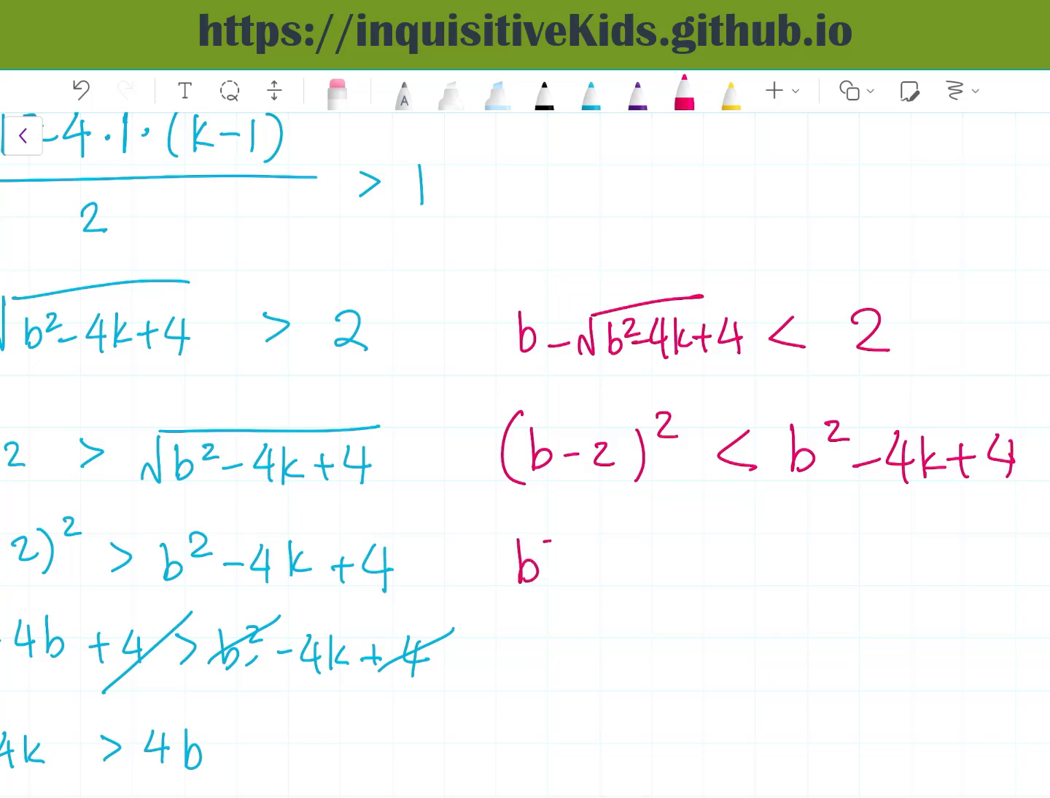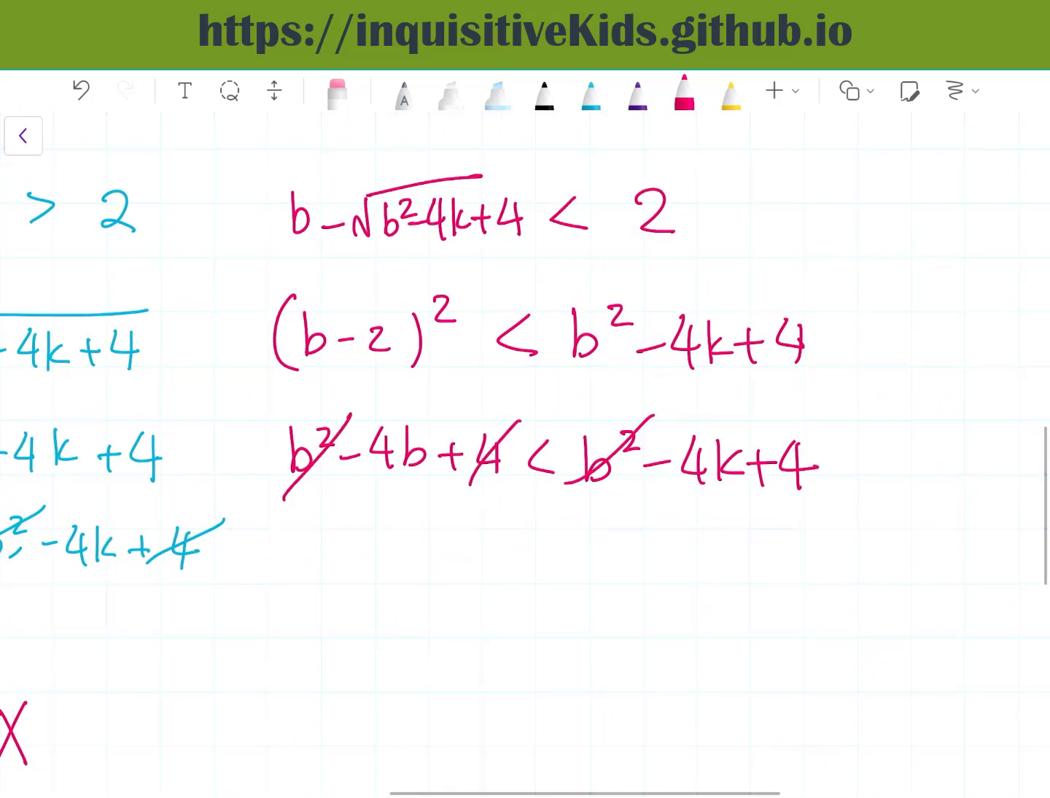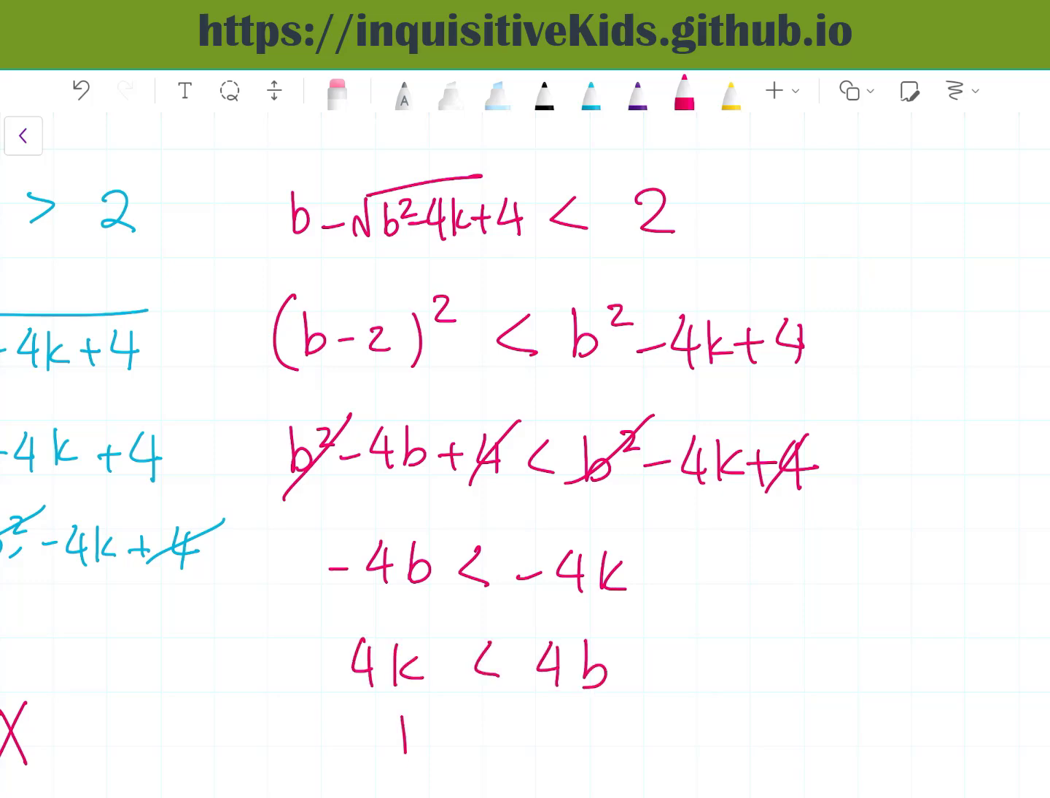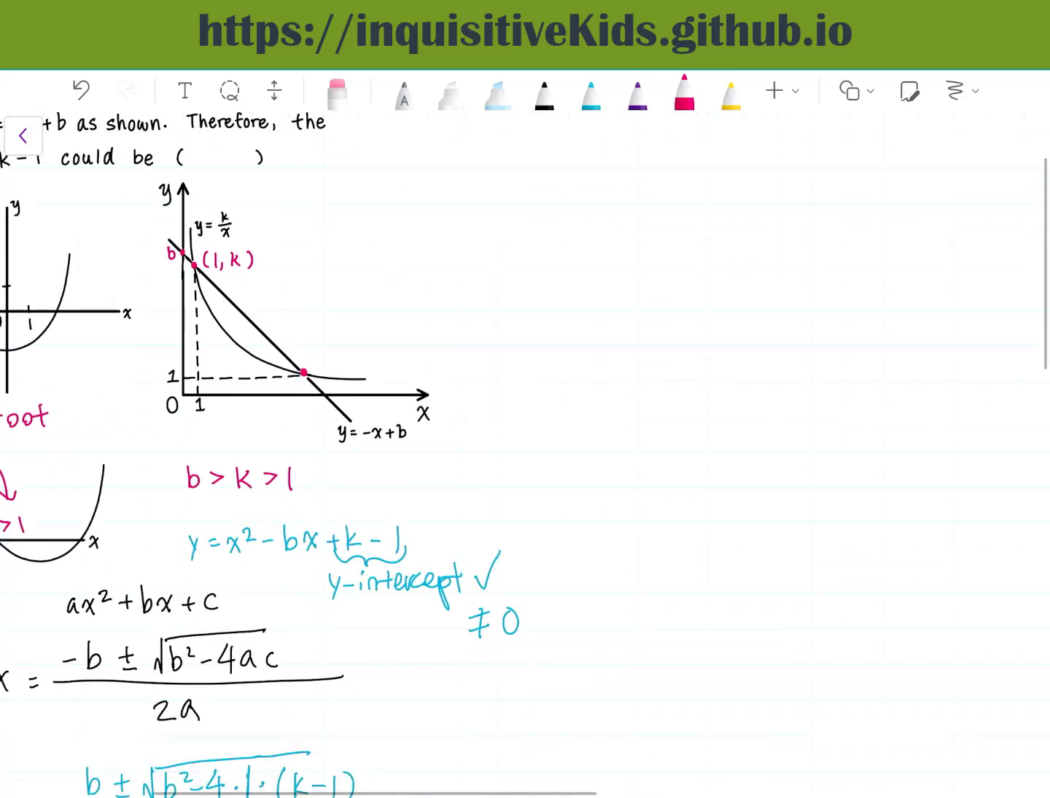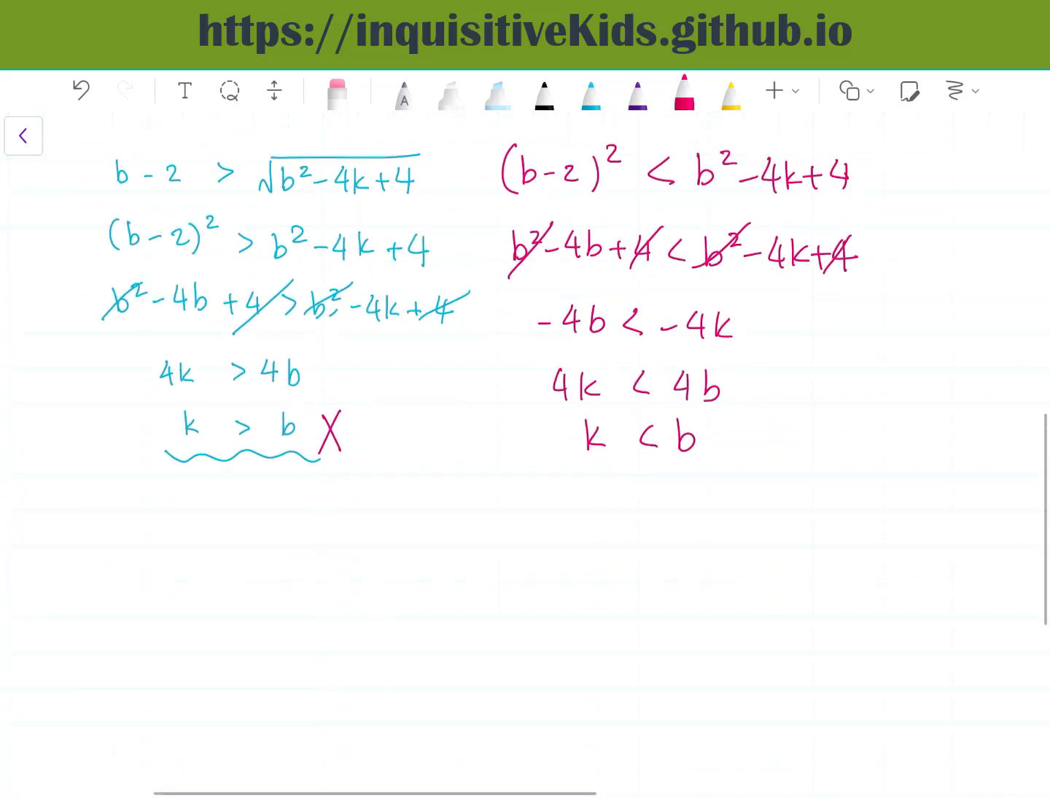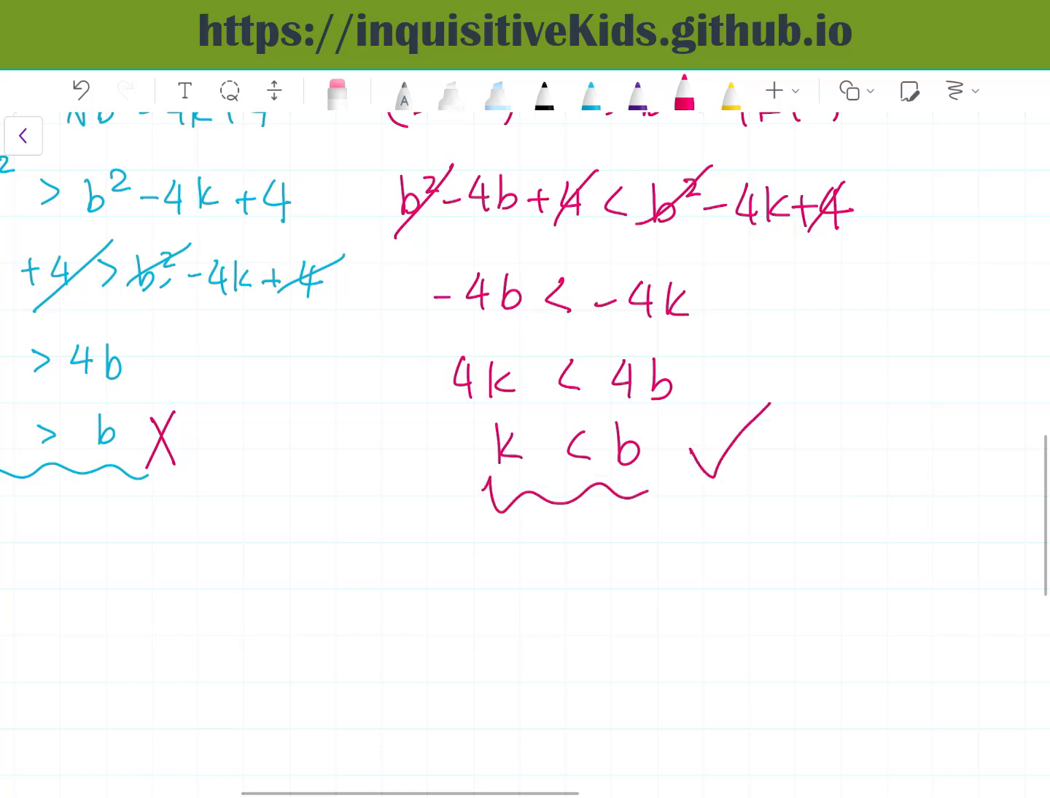Now we can multiply this out. And let's see if after simplification, this is true. Well, let's subtract this on both sides, and we have negative 4b is less than negative 4k. We can add them to both sides. So we have k is less than b. Is this true? Well, yes, k is indeed less than b. So this is our final answer, and that is correct.